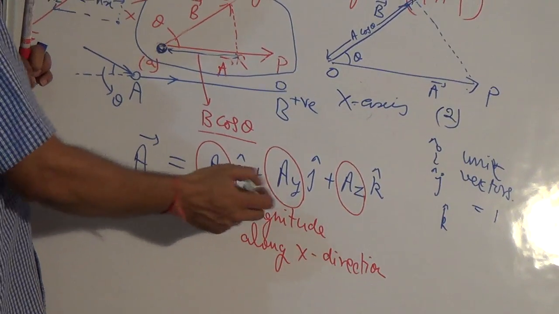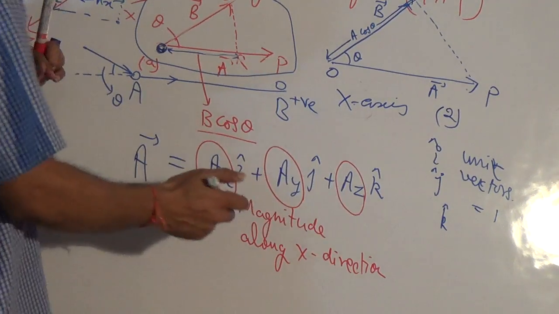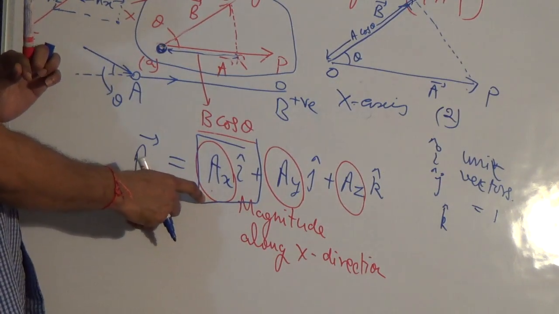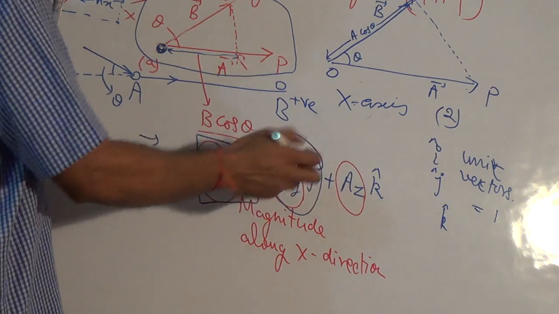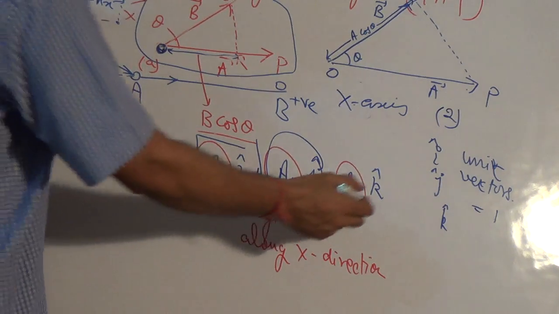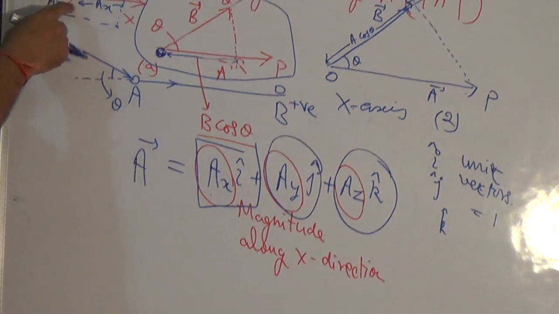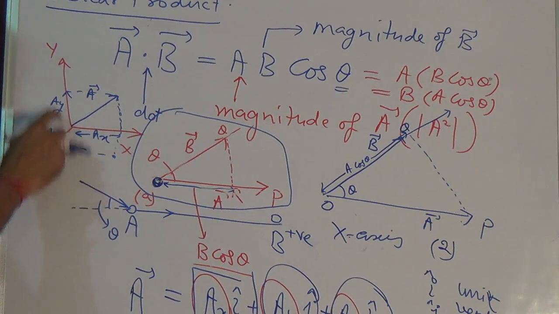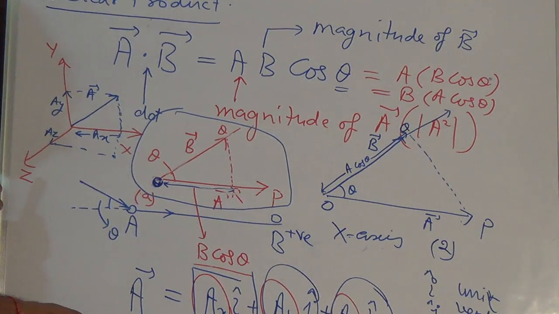Now this is only the magnitude along the direction of x, y, and z. But when we consider Ax i, this is the vector component along the direction of the x-axis. This complete form Ay j is the vector component along the direction of y, and similarly Az k is the vector component along the direction of z. So this is the contribution of vector A along the direction x, y, and z. So this is the meaning of vector A.